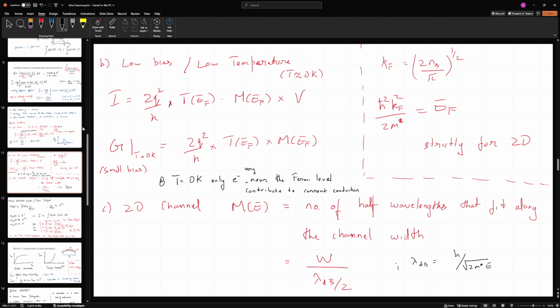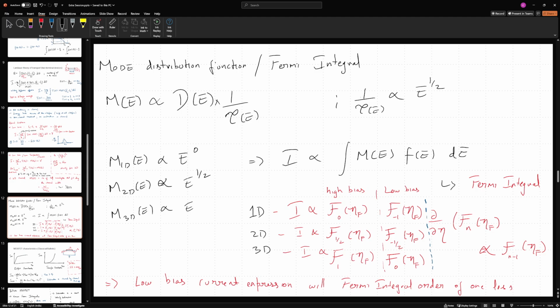So since the transit time is always proportional to E to the power half, the mode density function is just whatever dependence the density of states had multiplied by E to the power half. Therefore, the 1D mode density function is going to be independent of the energy. The 2D mode density function is going to be proportional to E to the power half, and the 3D mode distribution function is going to be proportional to the energy, E to the power 1.